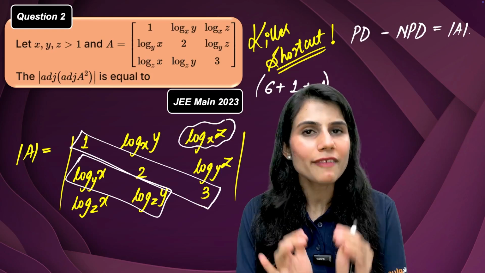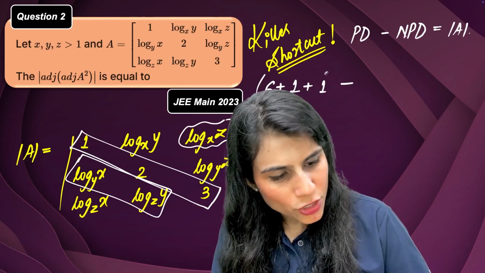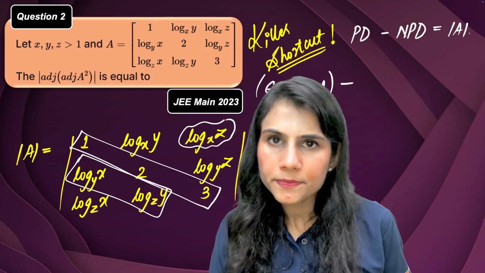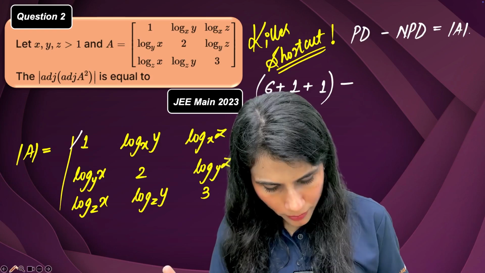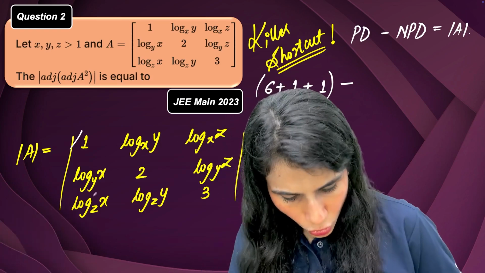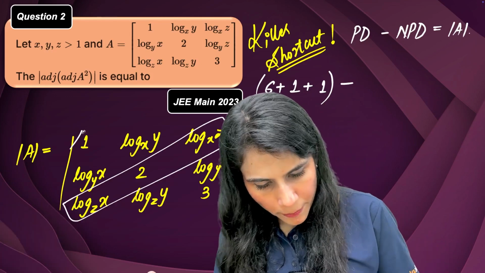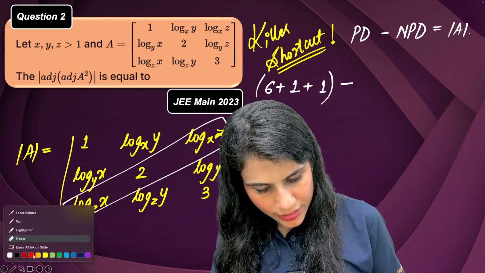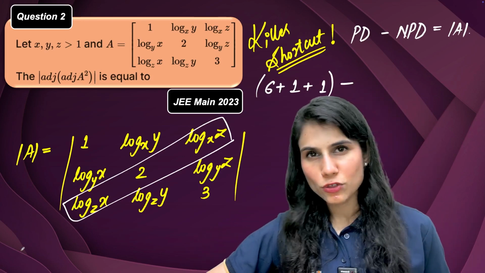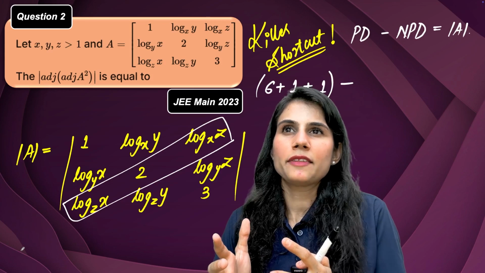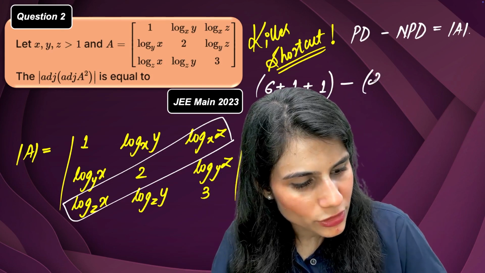This is the partial value of the determinant. Minus the same thing you have to do with respect to the non-principal diagonal. Are you ready? The same task, absolutely same job. So you catch hold of the non-principal diagonal. Multiply these three entries. What are you getting? 2 into log z to the base x into log x to the base z. Now log x to the base z is nothing but 1 upon log z to the base x. So when you multiply, things get cancelled out. You are left with just a 2.